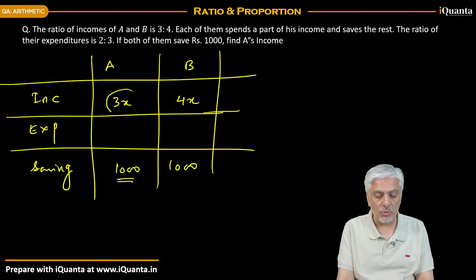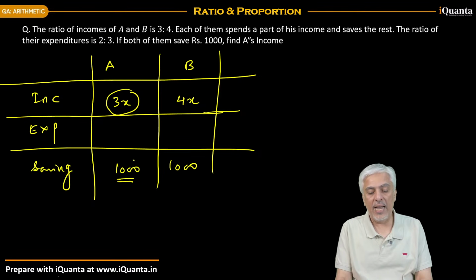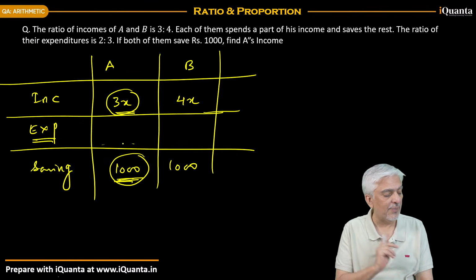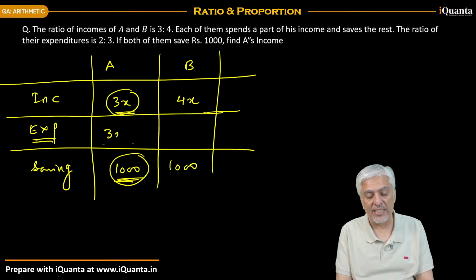My income is 3x. I saved 1000. So how much was my expense? I'll repeat. Income is 3x. Saving is 1000. How much was my expense? I want only this much in the chat. Only one person has given the answer. So my expense will be 3x minus 1000.